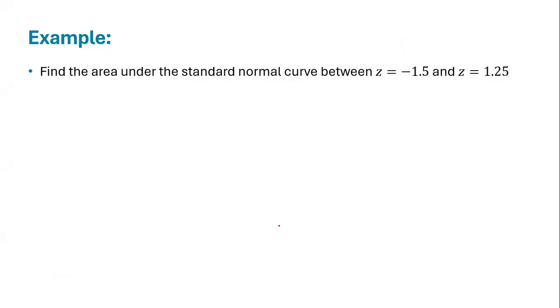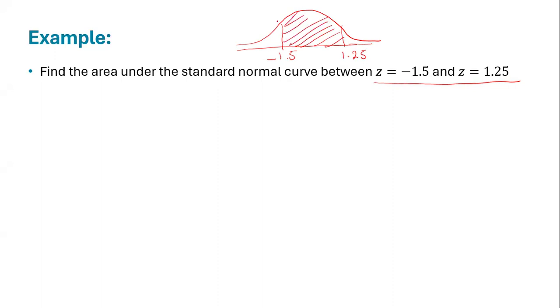And the next example is find the area under the curve between these two z-values. If you have two z-values and you want to find the area between those two, so we have z equals negative 1.5 and z equals 1.25, and I'm trying to find this area between these two values. So what do we do? We are still using the z-table. We need to use the z-table 2 times, find the probability for each of these z-values, and then subtract those values to get the answer.